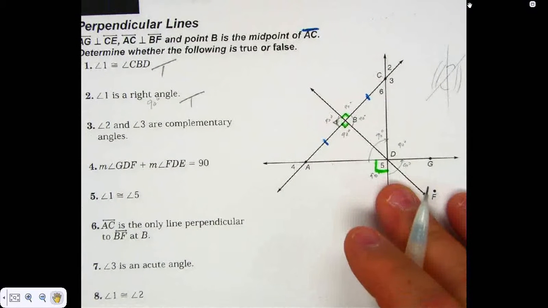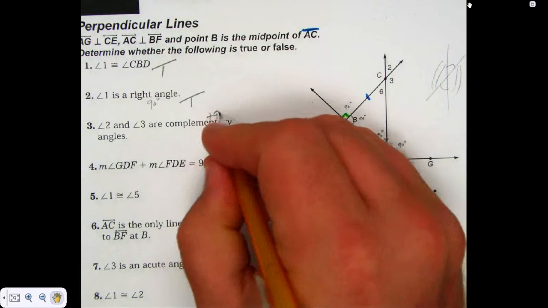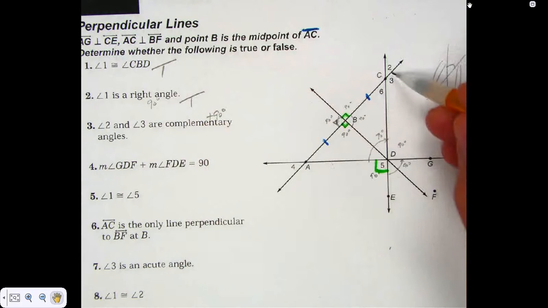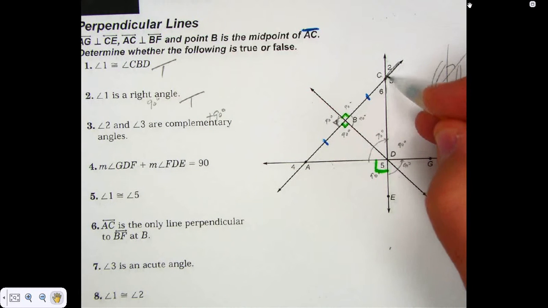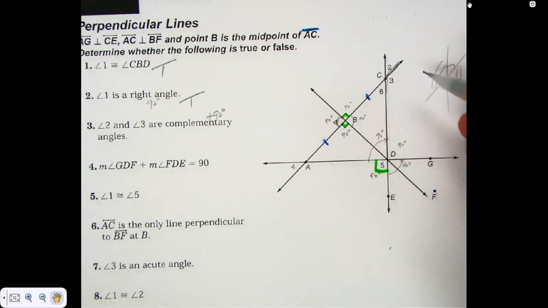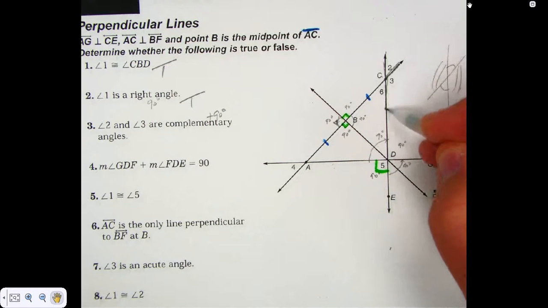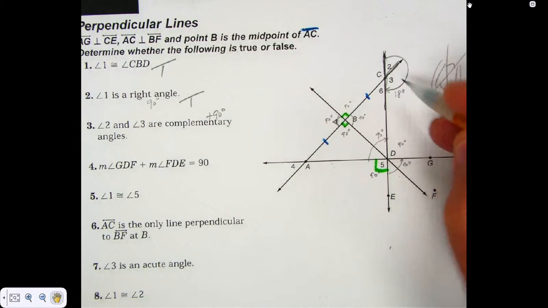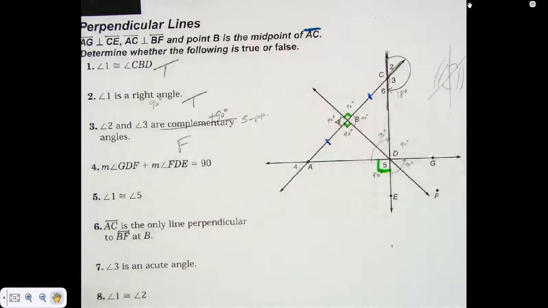Angle 2 and angle 3 are complementary. What does it mean for angles to be complementary? They add to what? All right, go up here and let's look at angle 2. That's right here. And angle 3. Do they add to 90 degrees? There's nothing here that tells you that. But together they make what kind of line? Straight line. So actually, this is false, because this should say what? Supplementary, shouldn't it?